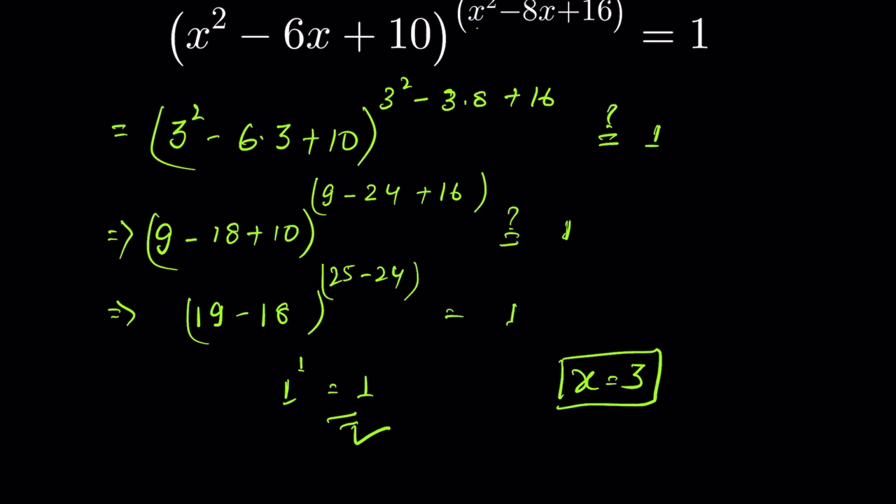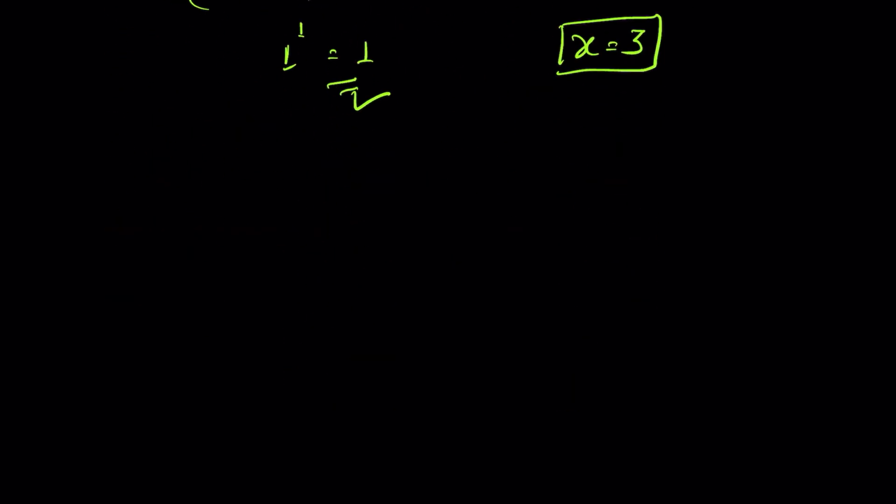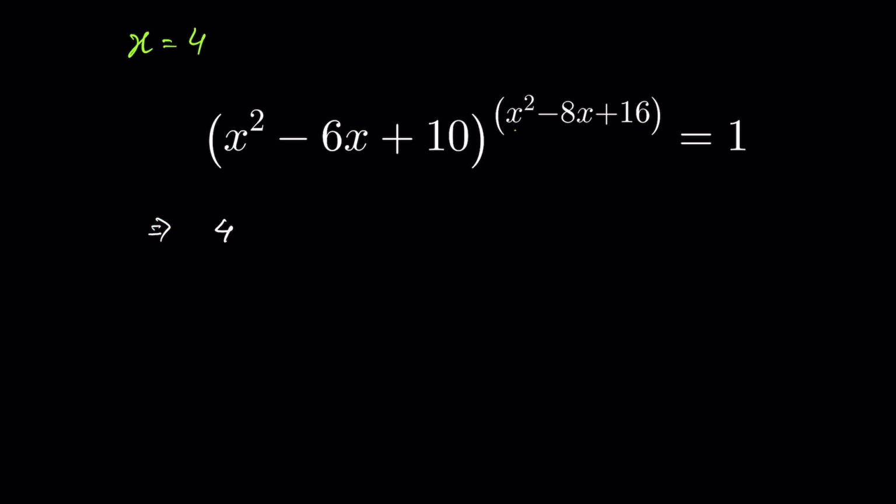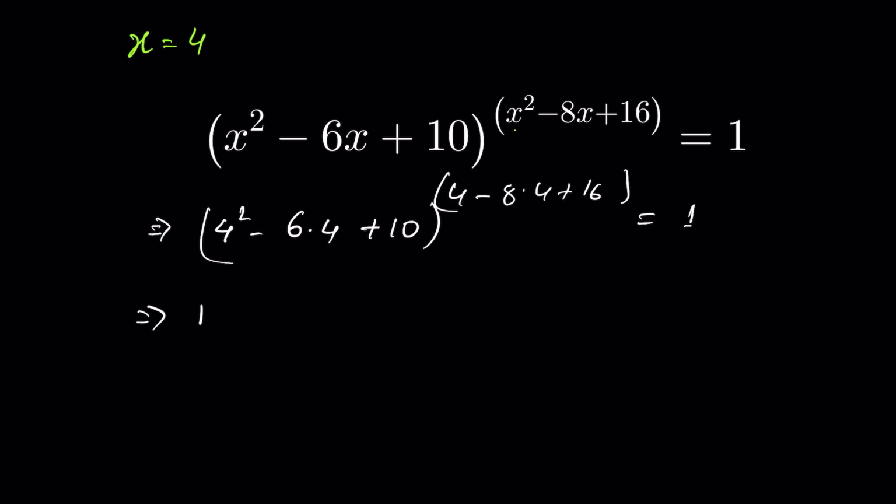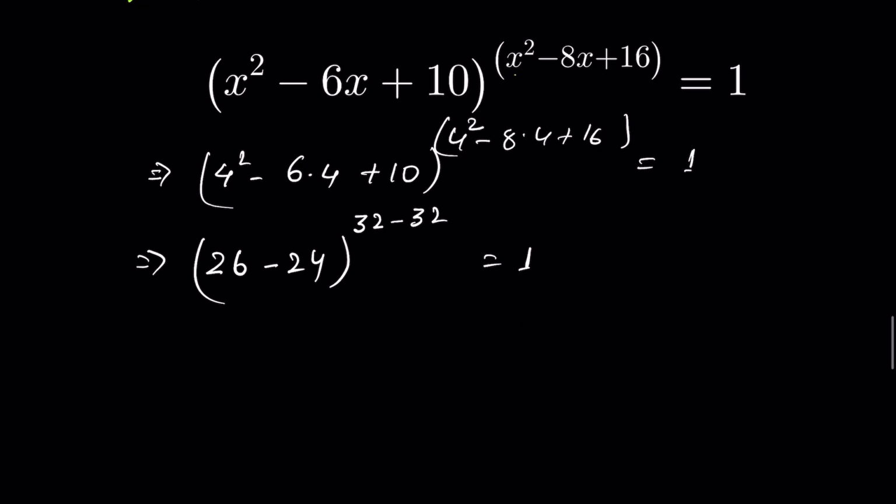Now let's plug in x equals 4. So when x equals 4, (4² − 6 × 4 + 10) raised to the power (4² − 8 × 4 + 16), and this should be equal to 1. So it is 16 + 10, 26 − 24, to the power of 32 − 32. So it is 2 to the power 0 equals 1. 2 to the power 0 is 1. So 1 equals 1. So this also checks out.